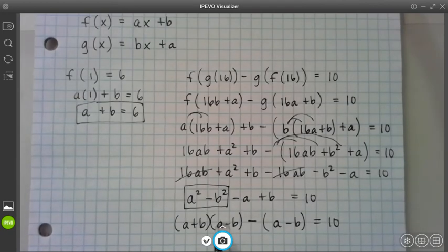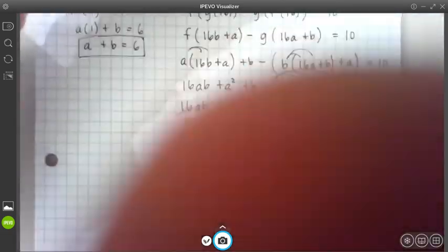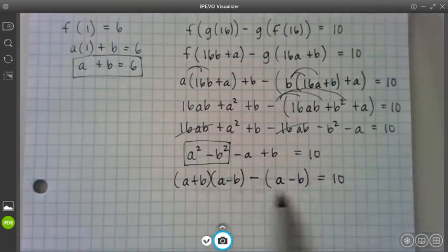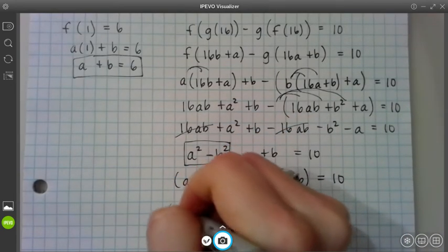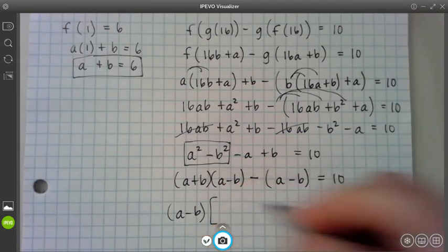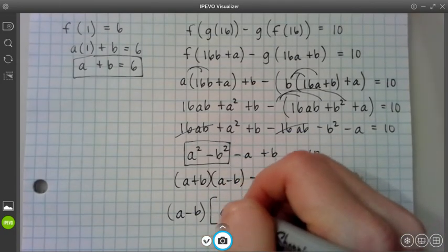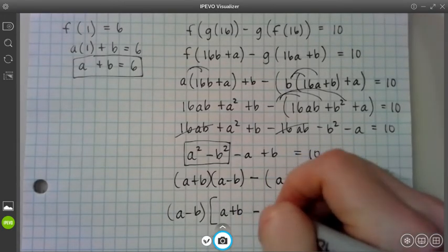By pure manipulation, I've created a common factor between this term and this term. Both of these have a common factor of a minus b now. So if I factor out a factor of a minus b, that's going to leave me with a factor of a plus b, right? And then minus 1. That's what I would have left if I took a factor of a minus b out.